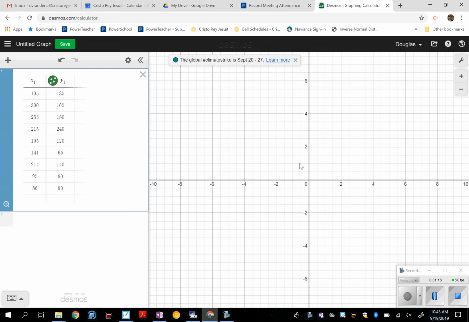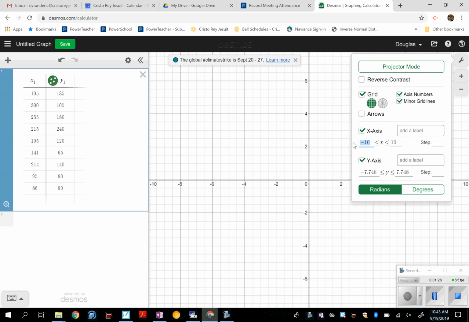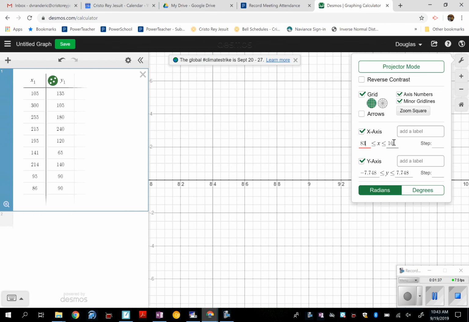When I look at it, I've already typed in all of my data values. You shouldn't see anything yet because we need to change our axes and scales. So if I go to the wrench, the x-axis, what is going to be the minimum value on our x-axis? 86, so if we use 83, we should probably see it. What about our maximum for our x-axis?